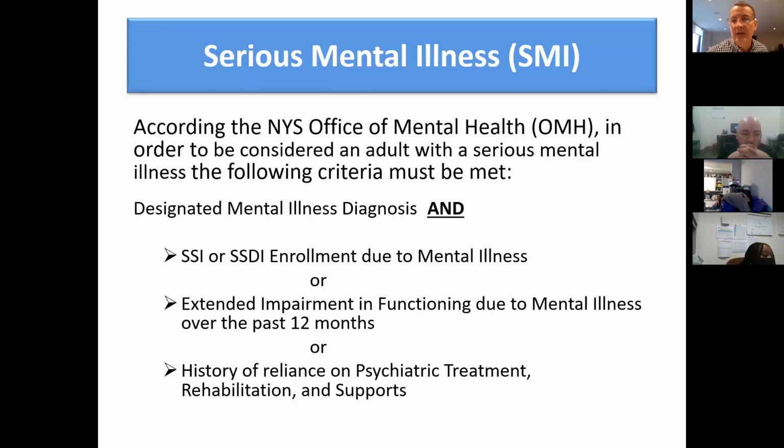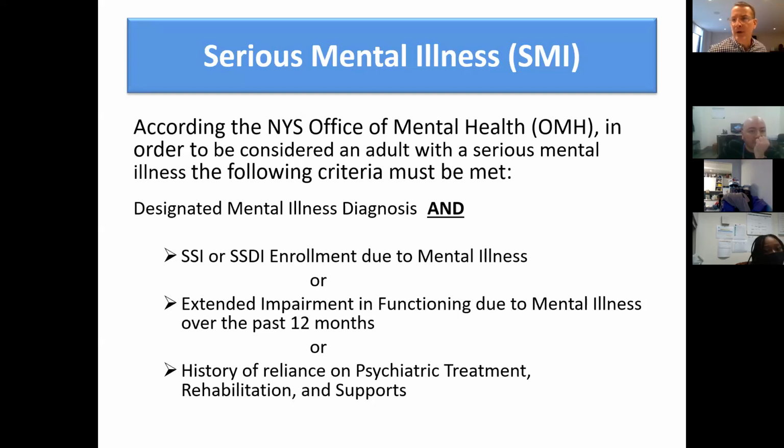Or if they don't have that, so Social Security determined that they had a serious mental illness, we take that into consideration because that's a very rigorous application process with the Social Security Administration. And then, if they don't have that benefit, if they have extended impairments in functioning due to mental illness over the past 12 months, we then consider that. What do I mean by that? That's marked difficulties in self-care, in activities of daily living, in social functioning, and documented deficiencies in the ability to complete tasks in different settings like work, school, and home. That is what we mean by extended impairment in functioning.